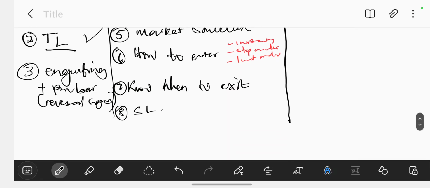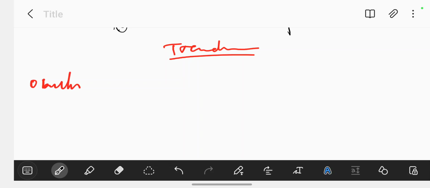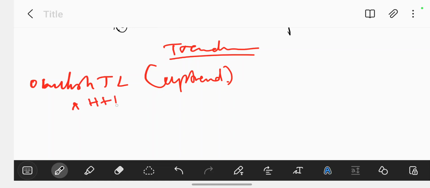So let's move to the next concept, which is the trend line. Trend line is another thing that is important. We can have two types of trend lines. We can have a bullish trend line, which is the one that we have in an uptrend. For you to be able to draw a bullish trend line, what is it that you need? You need to have a higher high.